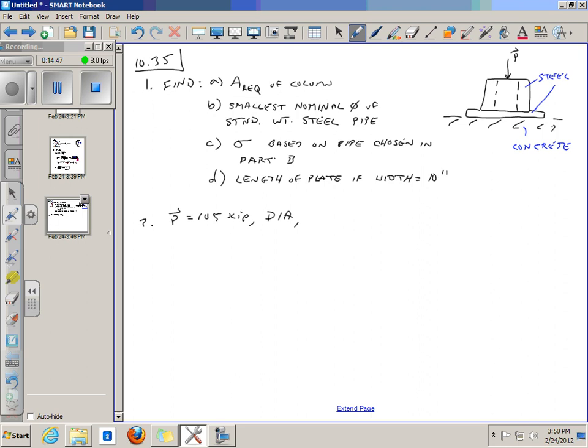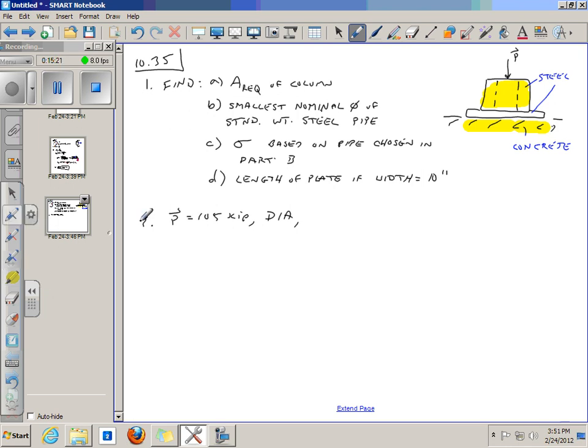For part C, based on the nominal size of pipe that we picked in part B, we're going to compute what the actual stress in that column is. And for part D, calculate the required length of the steel plate if the width of the plate is 10. Okay, so what we've got to be concerned with here is, because we've got P going down, the pipe is in compression, so we've got to make sure we don't exceed its compressive allowable stress. And then this whole thing is trying to squish the concrete, so we've got bearing stress there.